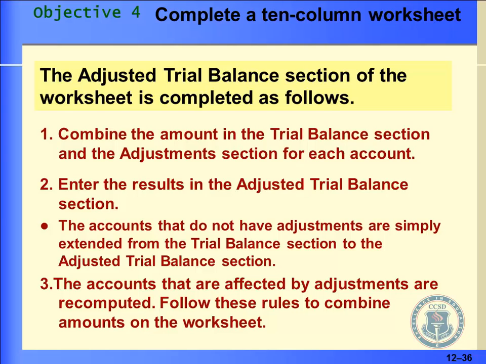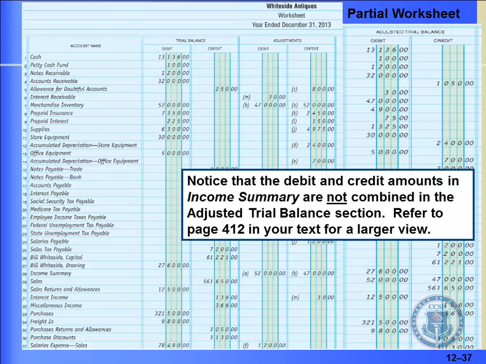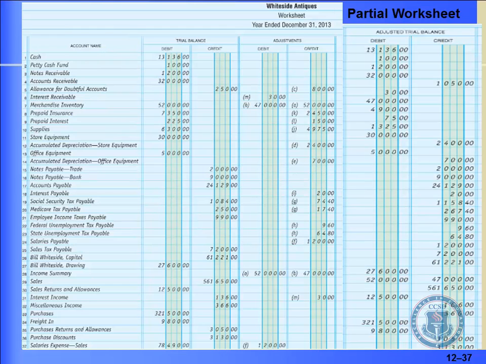Because I just told you ahead of time. So the accounts that are affected by adjustments are recomputed, and we want to follow the rules to combine the amounts on the worksheet. So here, let's see if we can see this. This is a partial worksheet. And there's a lot going on here, and I can barely read it, and I'm really close to it.